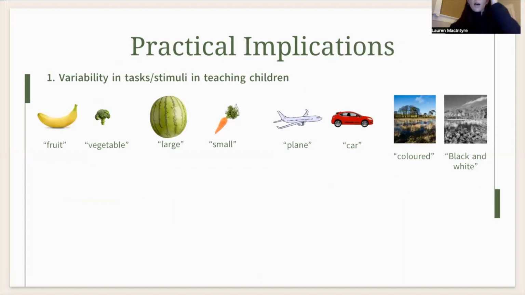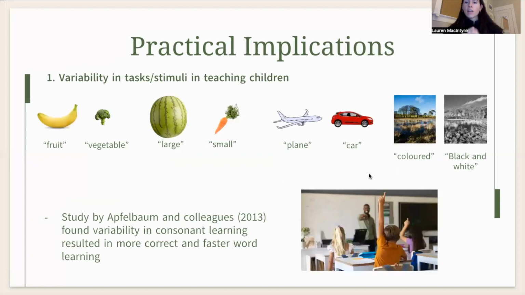So we're seeing we can use variability in tasks and stimuli while teaching children, because children seem to show pretty significant effects in performance when there is variability in training. So in the study, they also included the transportation task and a color task to improve performance. And other studies have taken this and applied it to classroom settings. So this study found that variability in constant learning resulted in more correct and faster word learning. So it's already started to be applied to the classrooms. So seeing more of this and applying it in different ways can help learning.